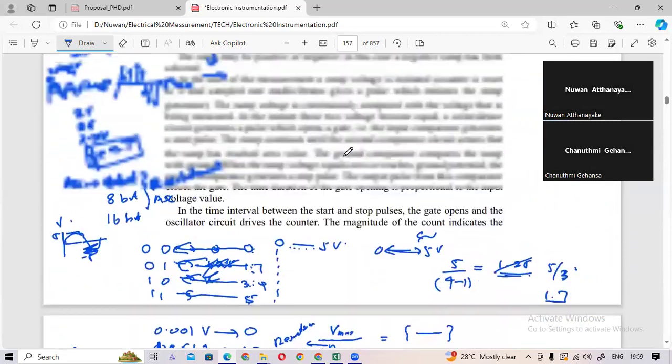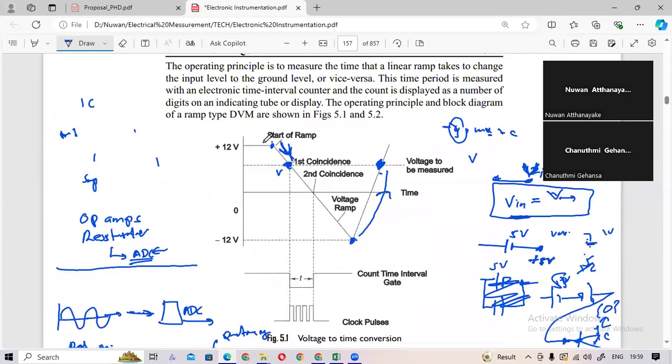But maybe this function may be given, and the time also may be given from here to here. Then maybe you will be asked to calculate the voltage value. That is kind of simple. I think in grade 7, grade 6, we learn those things. If we know the function, y equals mx plus c, and if you know the time value, we can calculate that easily.